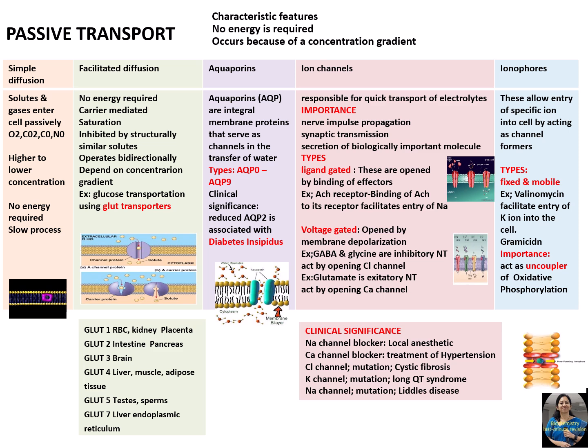Coming to the last passive transport mechanism, the ionophore, which allows entry of specific ions into the cell by acting as channel formers. These include the fixed and the mobile ionophores. Valinomycin facilitates entry of potassium into the cell. This is the mobile one, and the fixed one is gramicidin. Valinomycin facilitates entry of the potassium ion into the cell instead of the hydrogen ion at the level of the electron transport chain, dissipating the gradient and causing uncoupling of oxidation from phosphorylation. So it is considered an important uncoupler.